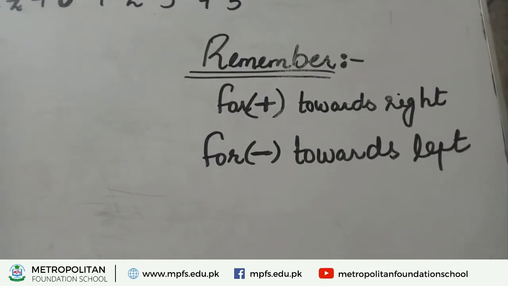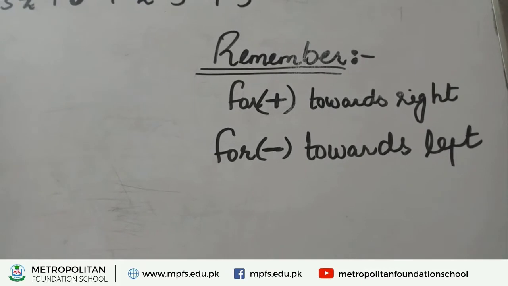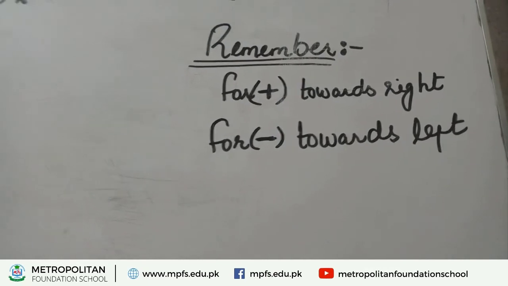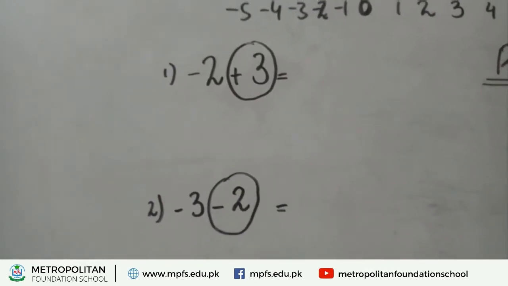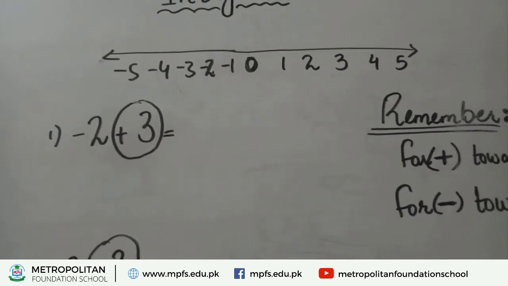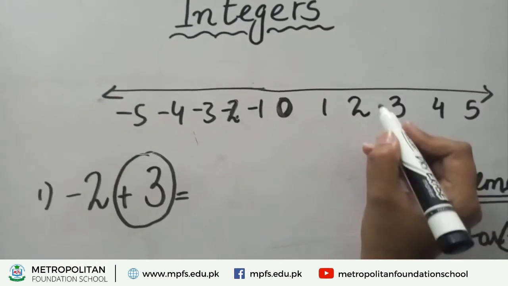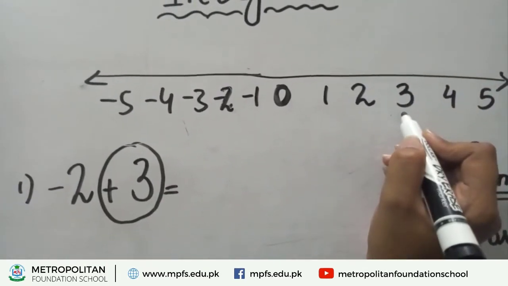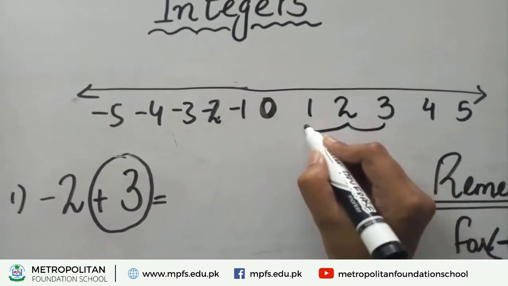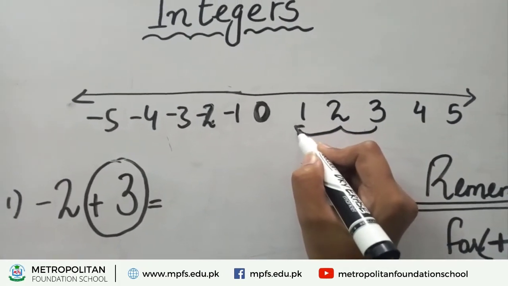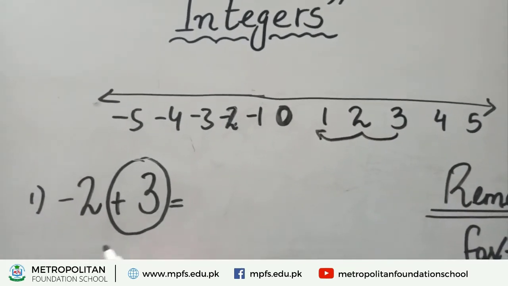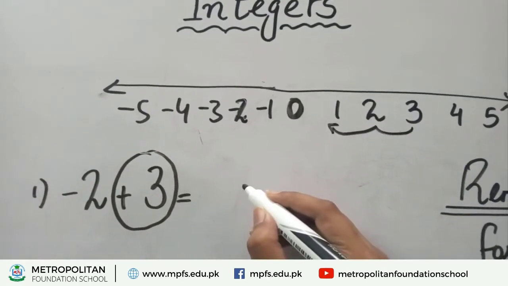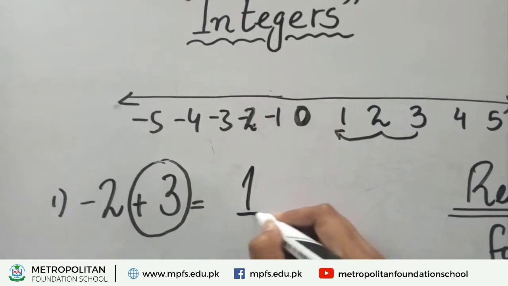When we have a positive integer we will move towards the right side, and when we have a negative integer we will move towards the left side. Like here I have plus 3. Plus 3 means positive. Here you can see plus 3, and we start from minus 2. 1 and 2. I have moved towards the right according to plus 3. So here I have 1. So the answer of minus 2 plus 3 equal to 1.